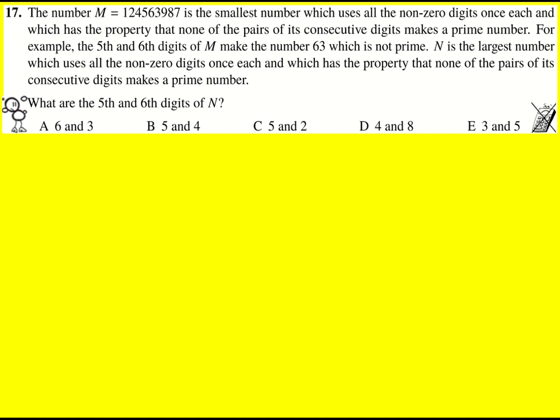And then we're asked for the largest number that uses all the non-zero digits, such that none of the pairs make a prime number. So it kind of makes sense to start with 9 on the left, and we really want 9 on the left. We basically want to do our very best to get 8 on the left as well, and so on, and 1 on the right. But the question is, can we get away with this? I think this is a good start to just see what happens.